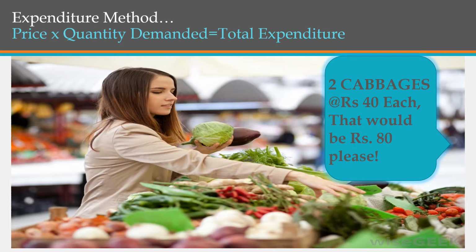We multiply the price with the quantity of units demanded of that good. So price multiplied by quantity demanded will give us the total expenditure. That is what we are to pay the vendor. For example, in the picture, 2 cabbages are bought at rupees 40 each. So the vendor tells the customer, that would be rupees 80 please. How do they arrive at rupees 80? Multiply the price, that is rupees 40, with the quantity demanded, that is 2 units. So that is how you arrive at total expenditure.